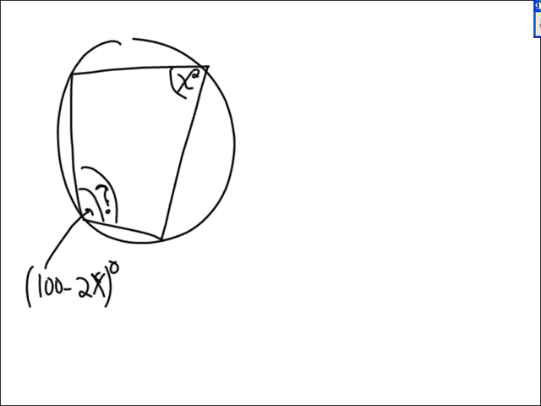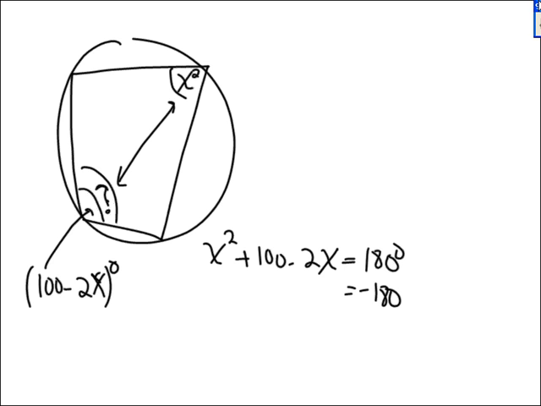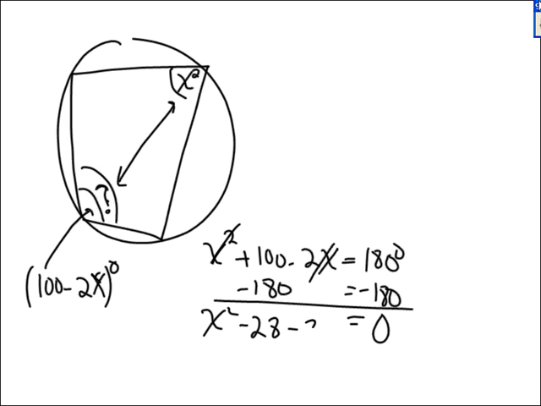This is very routine. Those two add up to 180. So x squared plus 100 minus 2x should add up to 180. If I take away 180 from both sides, the right side by design gives me 0. The left side I have x squared minus 2x minus 80. Not 28, but like I said, 2x.